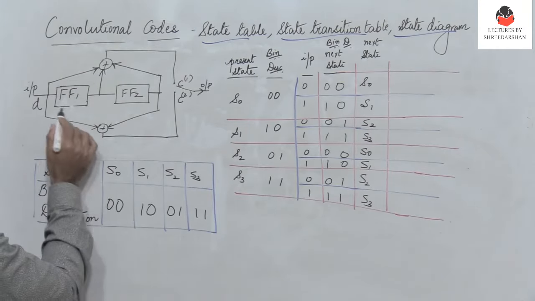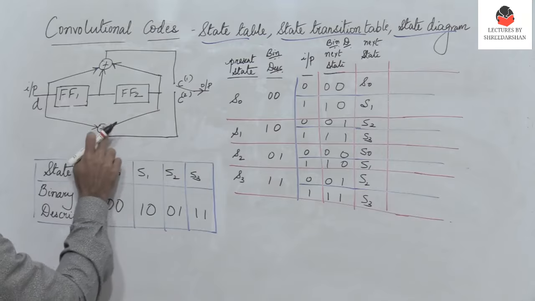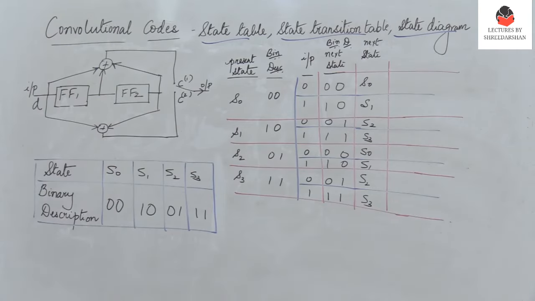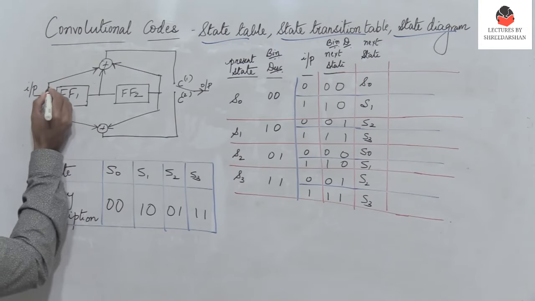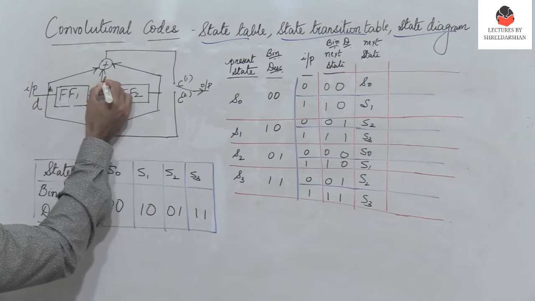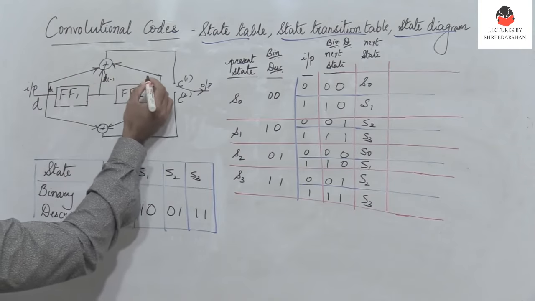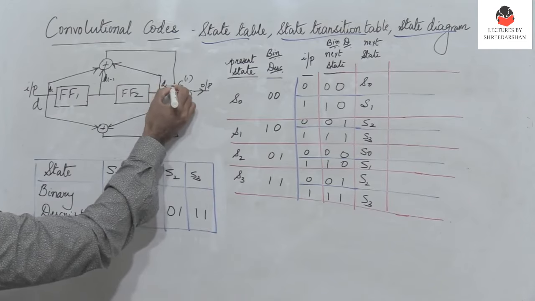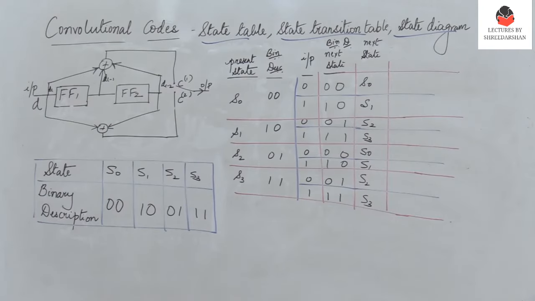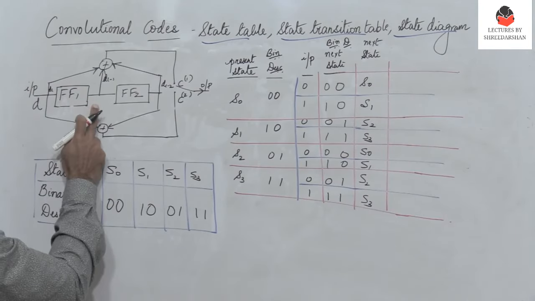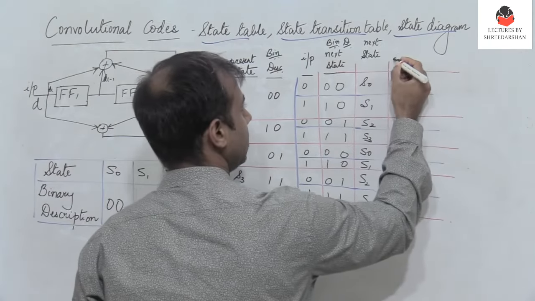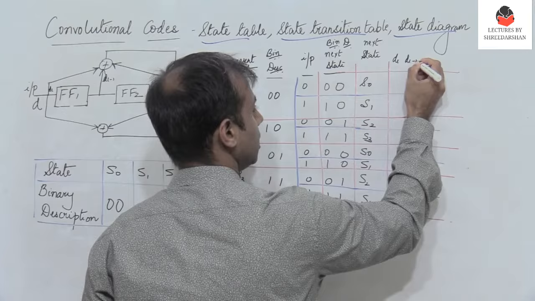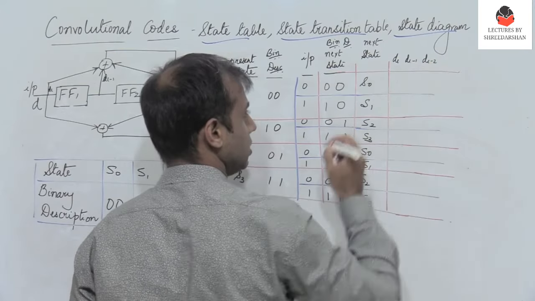Modulo 2 addition. And what is C2? These two are given to a modulo 2 adder. So let me define this input as DL. This is DL minus 1 and this is DL minus 2, right? Because this is obtained after shift 1 and this is obtained after shift 2. So I have DL, DL minus 1 and DL minus 2.